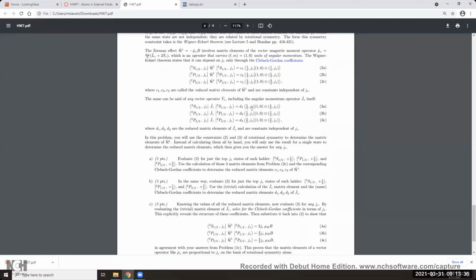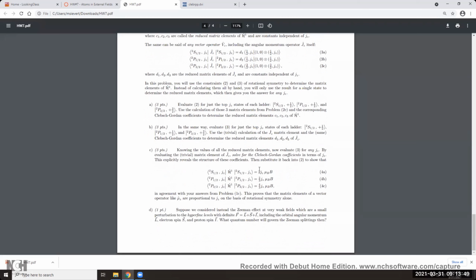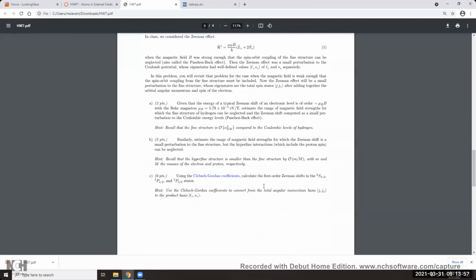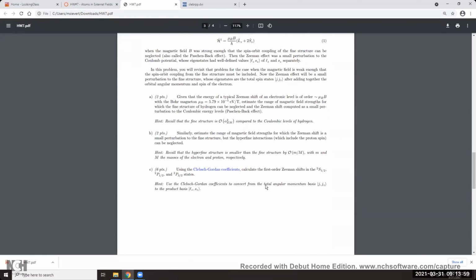That's what's going on here in part C. If you solve for the Clebsch-Gordan coefficient, you write it in terms of JZ and this constant D1 that you calculate. Then you plug it back into the first equation. So you explicitly show that these matrix elements are proportional to JZ because of this rotational symmetry. This should reproduce the answer that you got by brute force, by calculating all of the matrix elements by hand.